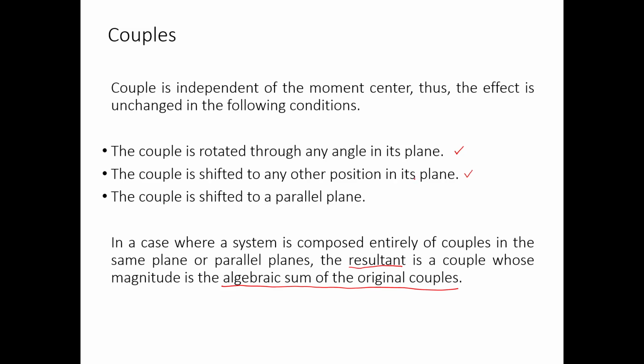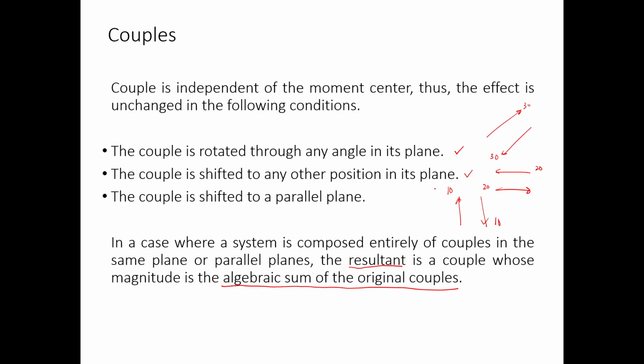So you're going to use moment about a certain point, but what we are dealing with now are couples, or forces in opposite direction and equal magnitude. For example, the same line of action but opposite in direction. So we're going to have horizontal forces, left and then the other one is right. Let's say 20, 20, or you have diagonal forces, say 30. As long as they are opposite in direction and have the same magnitude, they are couples.